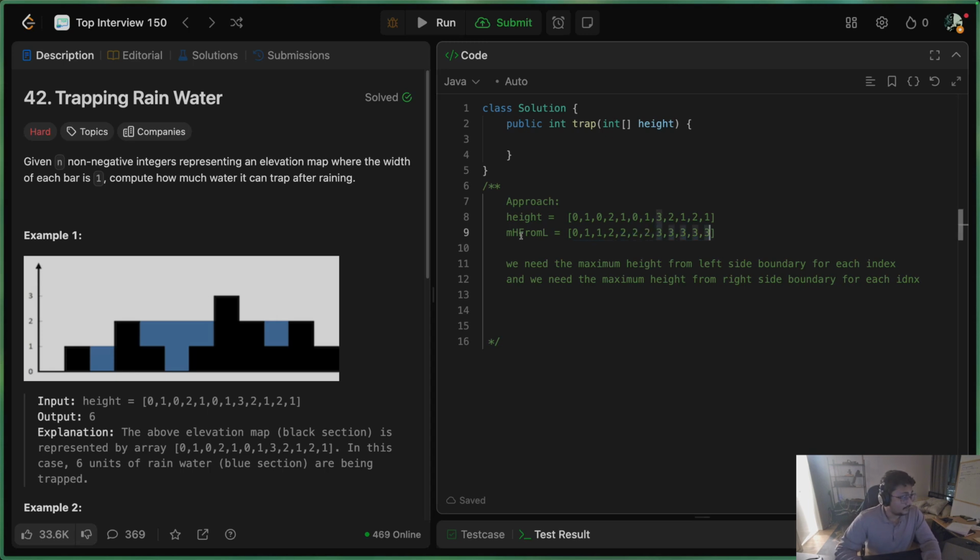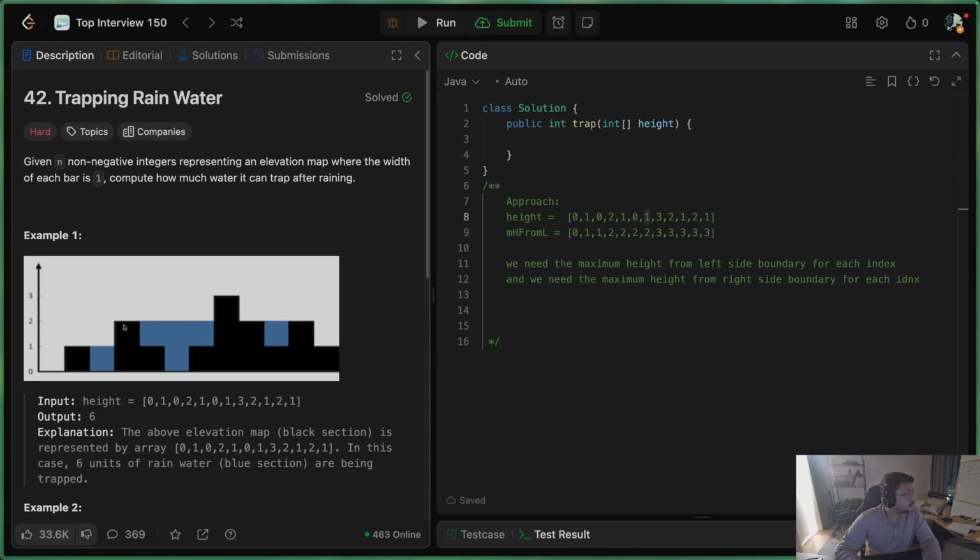So if we calculate this array, which is the maximum height from the left hand side, we know that for every given index, what is the height of the largest bar on the left hand side. Because in this picture, for this particular range, do we care about any height which is shorter than 2 on the left hand side? No, because 2 is the height at which this water will be bounded.